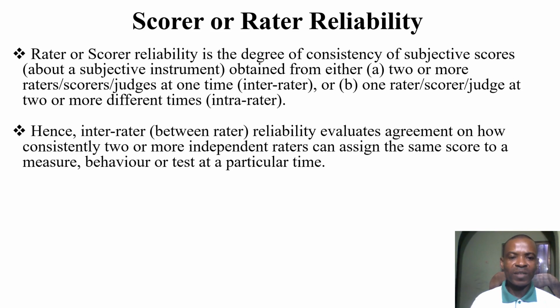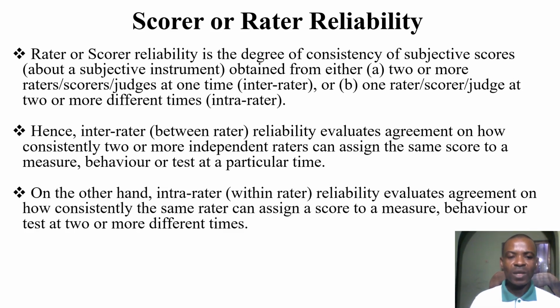Inter-rater reliability is often called the between-rater reliability. It evaluates agreement on how consistently two or more independent raters can assign the same score to a measure or a behavior at a particular time. So they observe a behavior once and assign their independent scores. It is called inter-rater reliability.